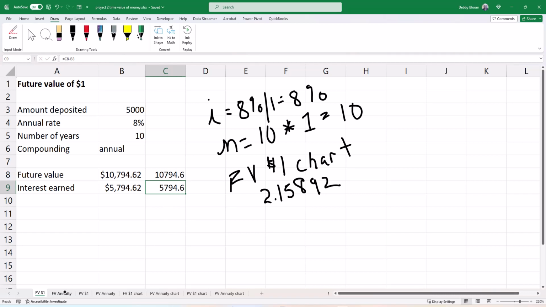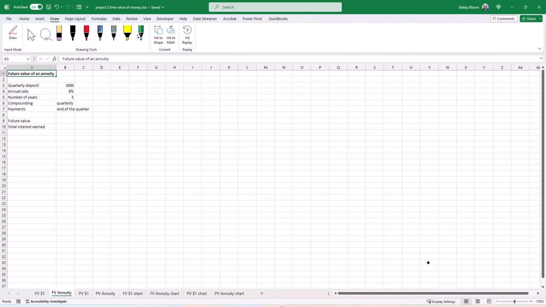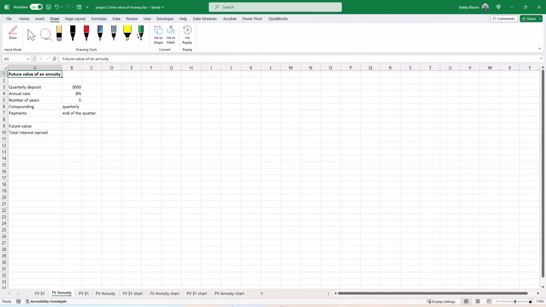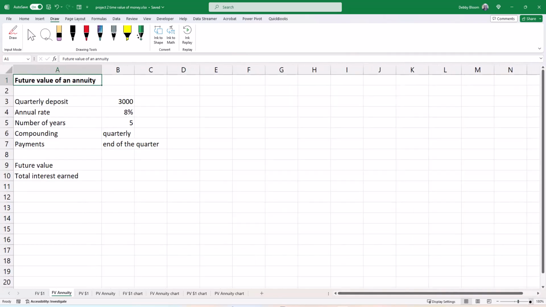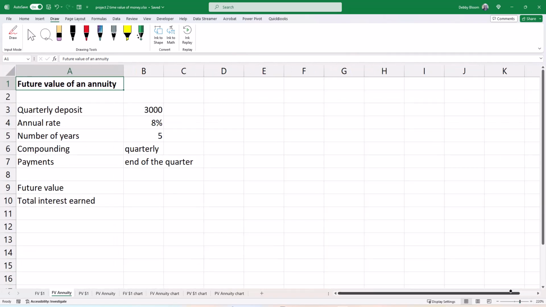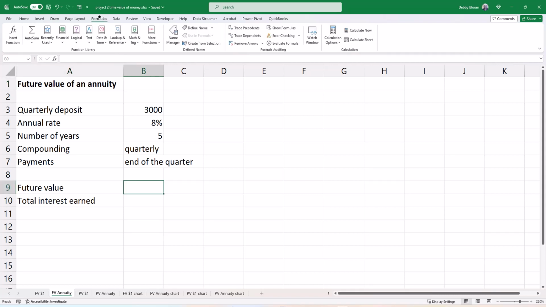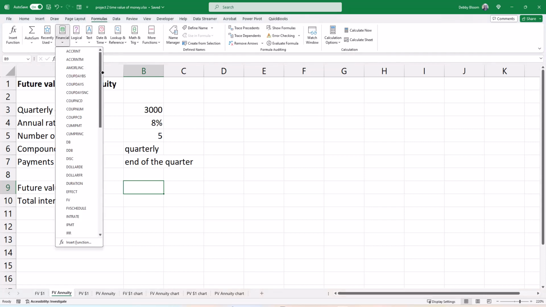The next one we're going to have to work on is the future value of an annuity. In this case, instead of making a single deposit, we're going to make a quarterly deposit of $3,000. Our annual rate is 8%. Number of years is 5. Compounding is quarterly, and this is going to be an ordinary annuity because payments are at the end of the quarter. So if we want to use Excel, I'm going to click in cell B9, Formulas, Financial, and FV.